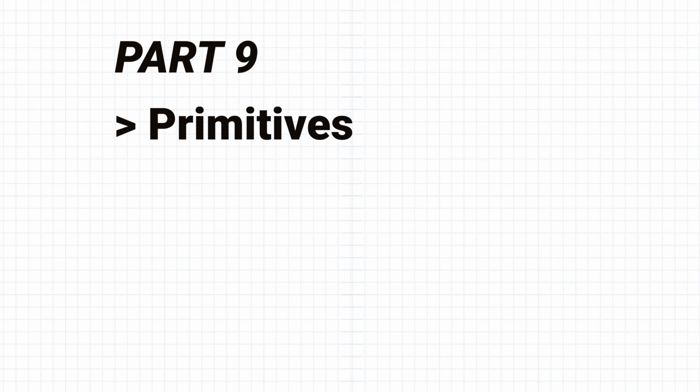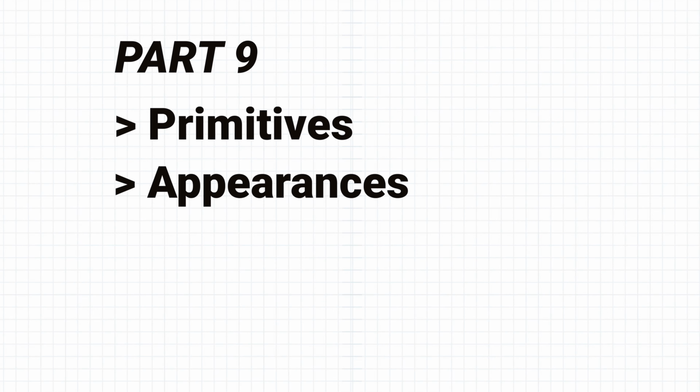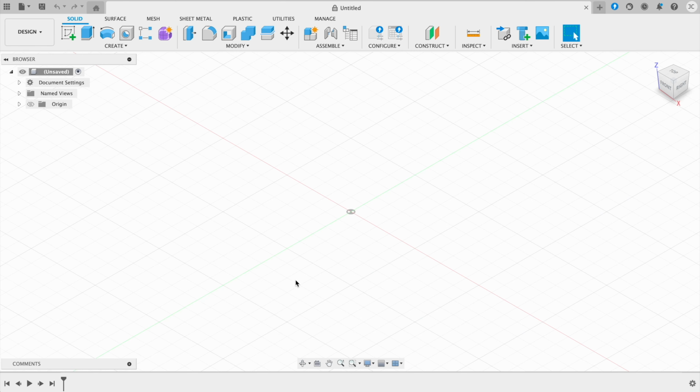Welcome to part 9. In this section, I'm going to be showing you primitives and also appearances. So let's start a new file and let's get started. The first thing that we want to do is save our file. So we come over here and we click on save.